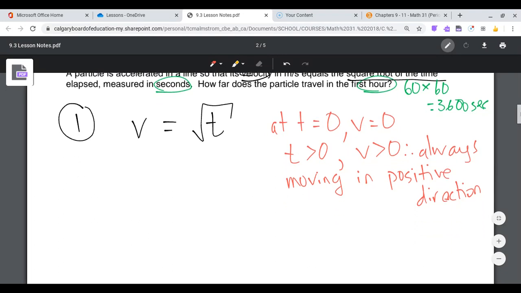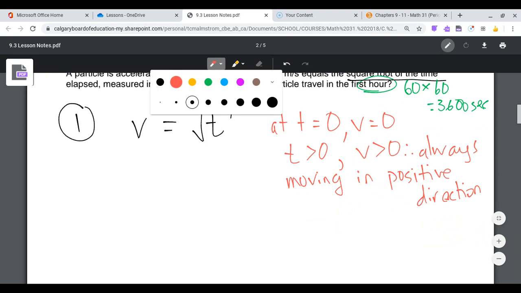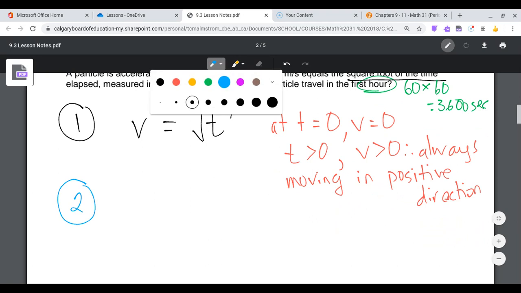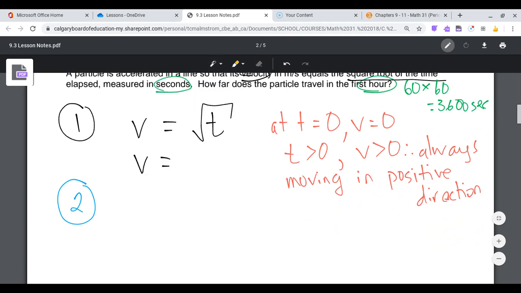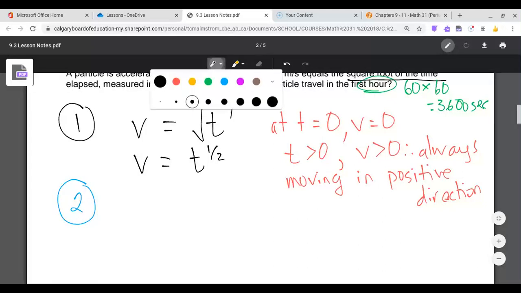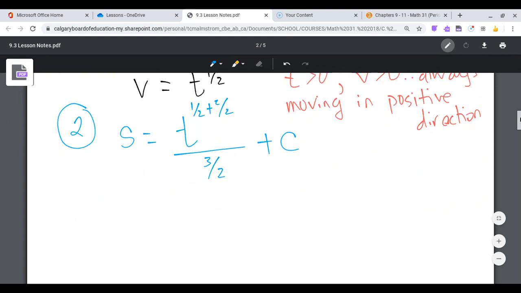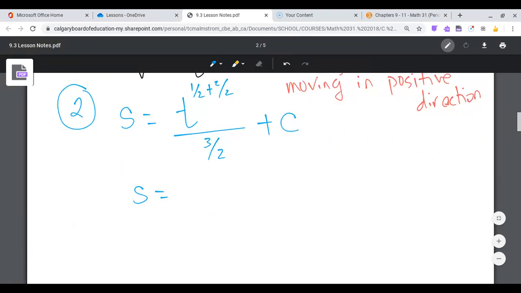Okay, so now that I have set everything up, I'm going to need to know my position function. So the second thing would be to take the antiderivative of my velocity. Perhaps you would prefer to write v as t to the power of a half before you go ahead and take your antiderivative. So I would know that s is equal to t to the half plus 1, just to write that out, which is 3 halves. So I'm going to divide by 3 halves plus a constant. So this tidies up to be that s is equal to 2/3 t to the power of 3 halves.